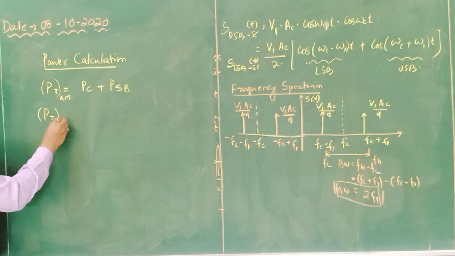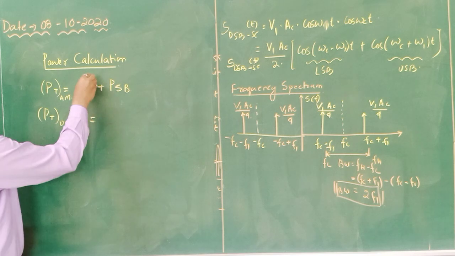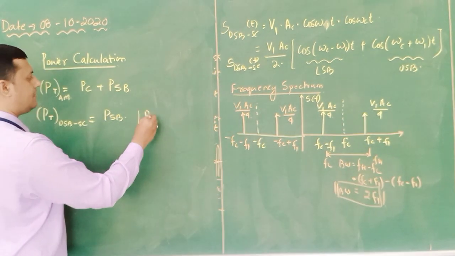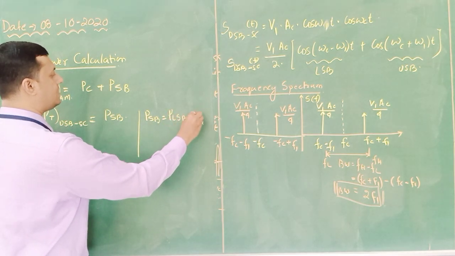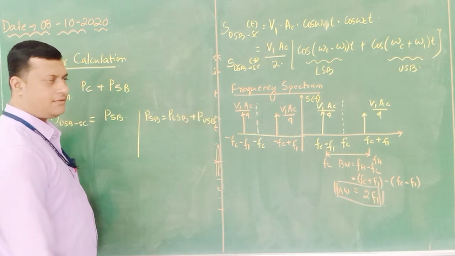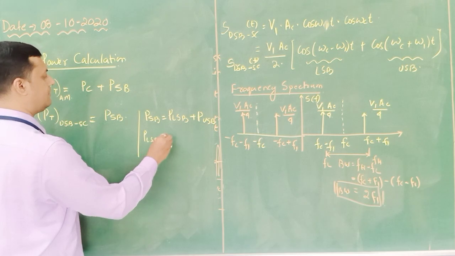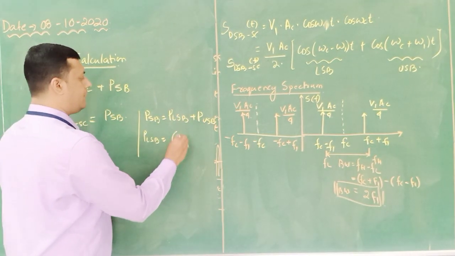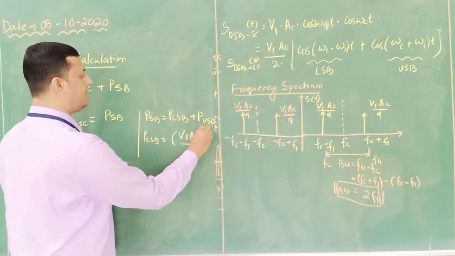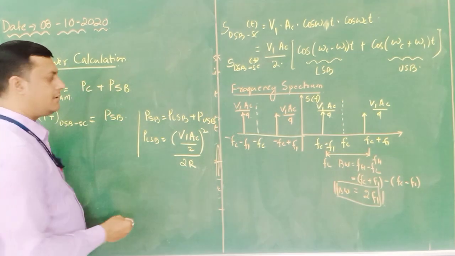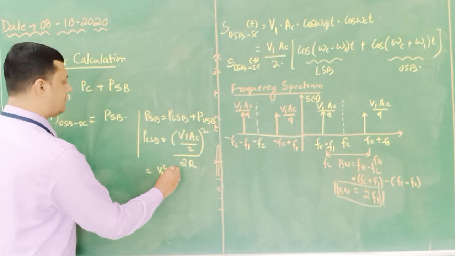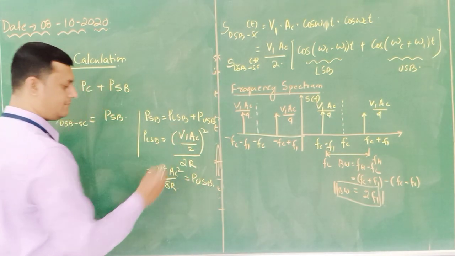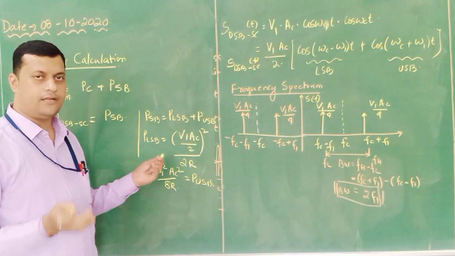Now the power transmitted with respect to the DSB-SC signal. The power of the carrier is suppressed and we are transmitting only the sideband. Now what is the sideband power? Sideband power is the power available at the lower sideband plus the power available at the upper sideband. Now how to calculate the lower sideband power? Since this is the amplitude, it will become AC square by 2R. So it is V1 AC divided by 2, squared, divided by 2R. This is the power relation. If I solve this, I will get V1 square AC square divided by 8R, which is equal to the upper sideband power, because the lower and upper sideband powers are equal.